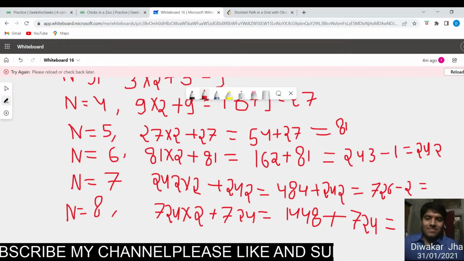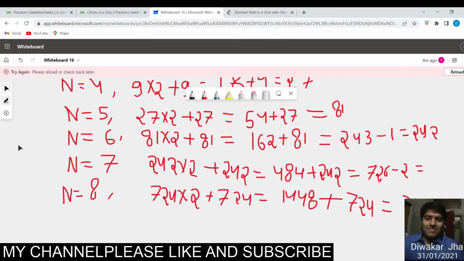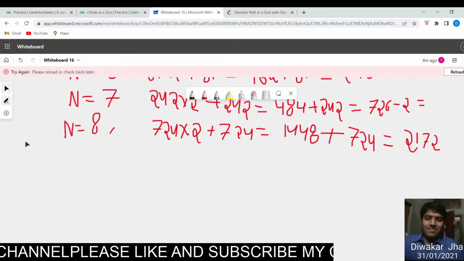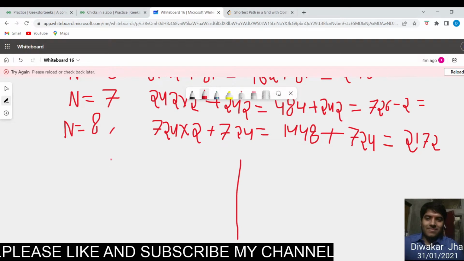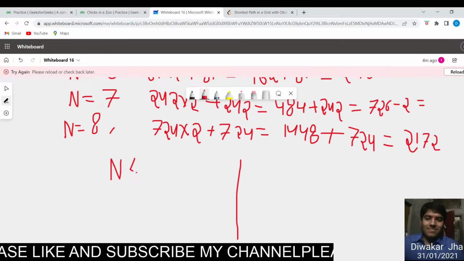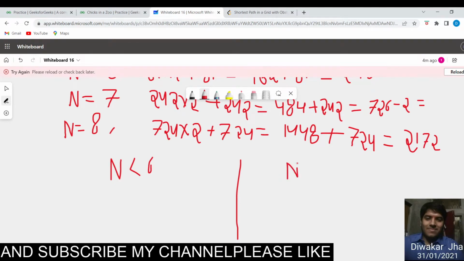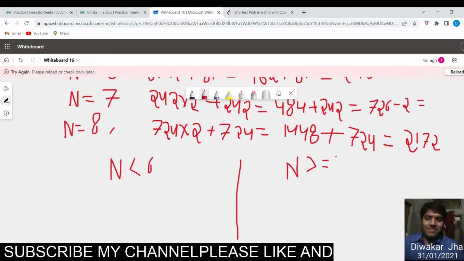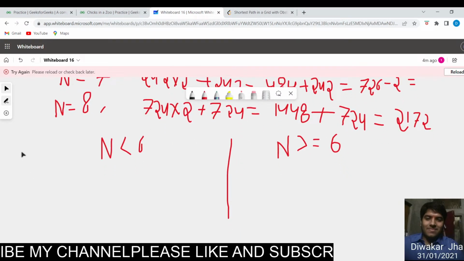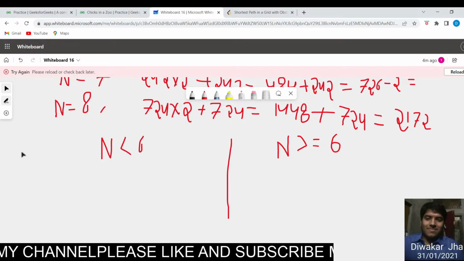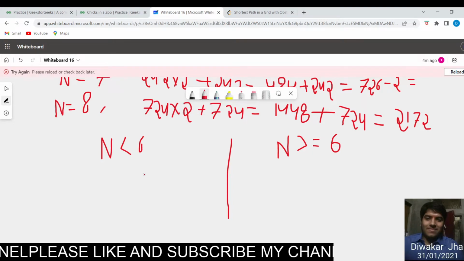So this is our main intuition. Okay. So how is it working? What is our approach? We have to divide it into two logics. Firstly, when the day is less than 6, and when the day is greater than or equal to 6. Understood? When our day is less than 6, how can we code it?